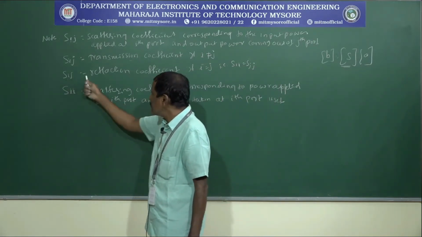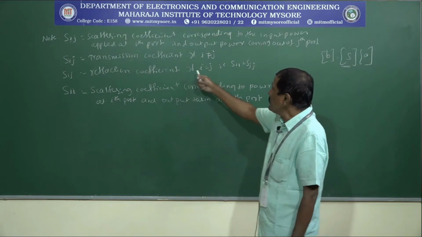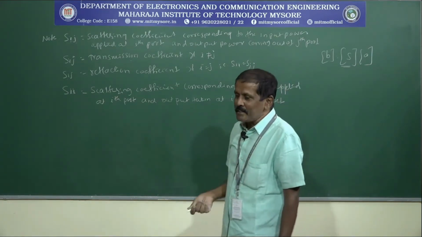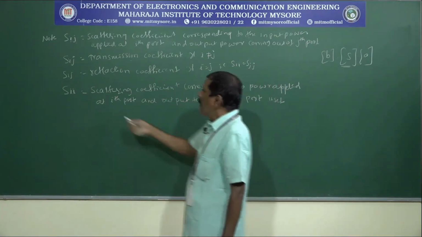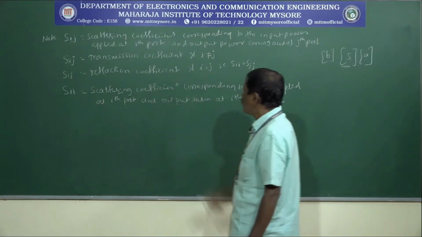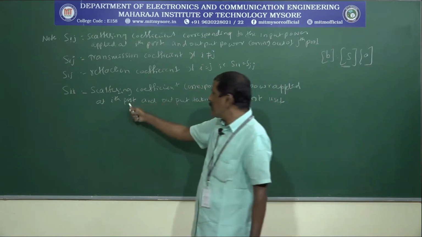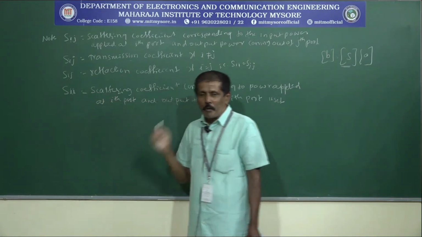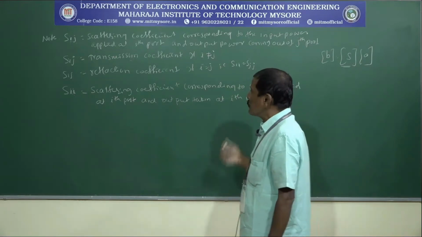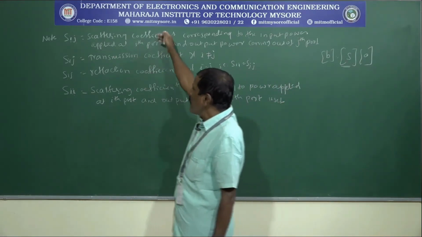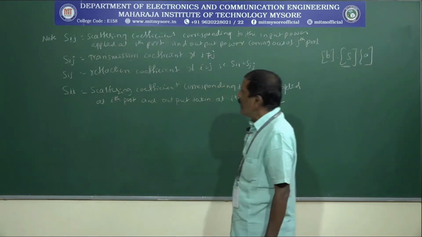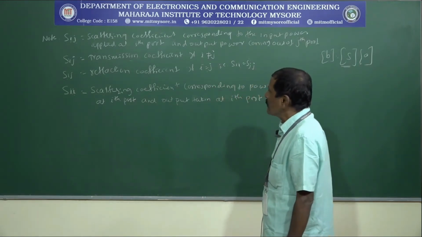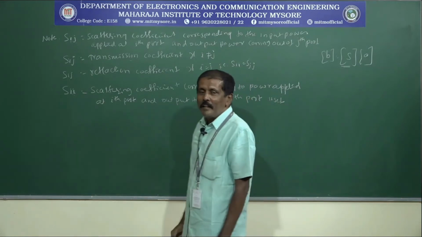Then one more coefficient you will get: Sii is the reflection coefficient if i equals j. That is Sii and Sjj, where the input applied is the same and the output taken is also the same. This Sii is the scattering coefficient corresponding to the power applied at the ith port and the output taken at the ith port. So closely if you observe, we are getting different types of coefficients: one is the scattering coefficient, another is the transmission coefficient, and another is the reflection coefficient.